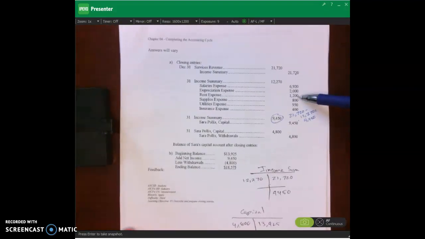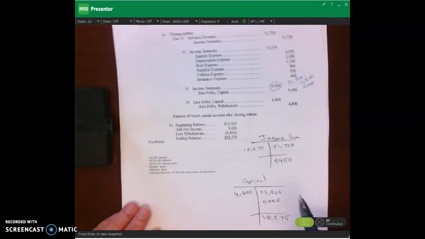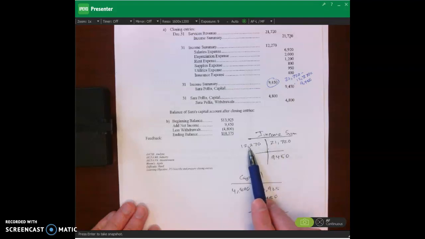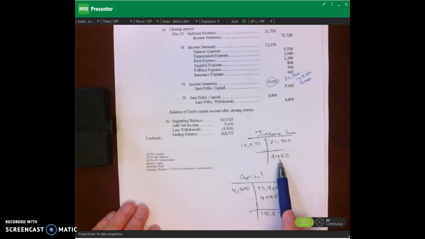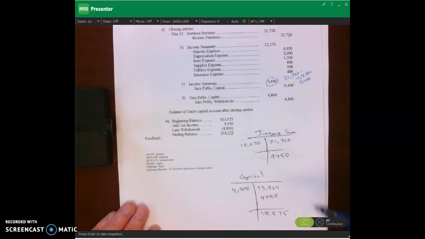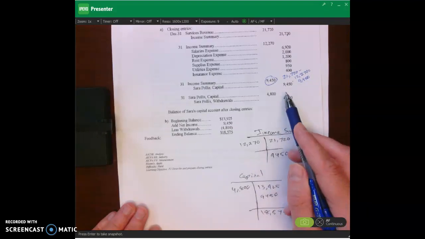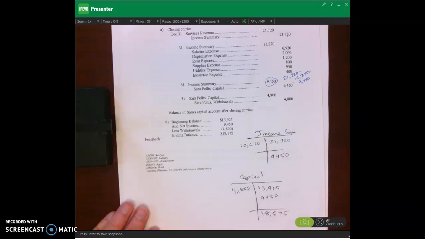Then we could do a T account to figure out how much is left over in income summary. So I've got my $21,720 here on my credit side, my $12,270 over here on my debit side. Subtract the two, gives me $9,450. That is my net income, by the way, because that's the credit balance in income summary. So then to zero out income summary, I have to debit income summary $9,450, and then credit capital $9,450.